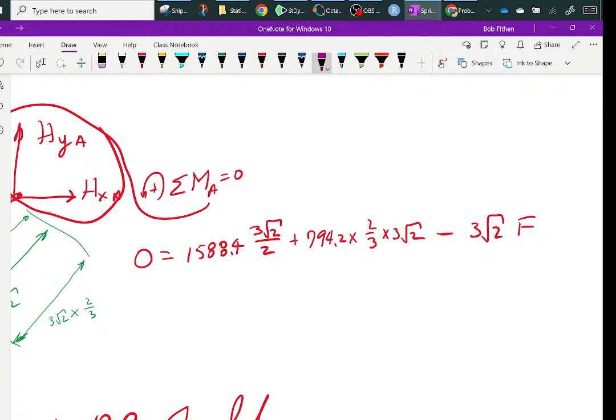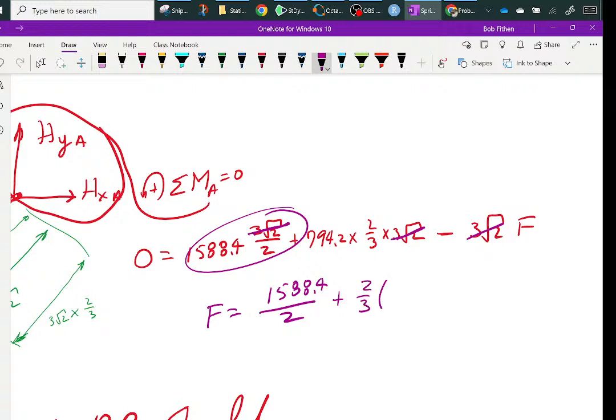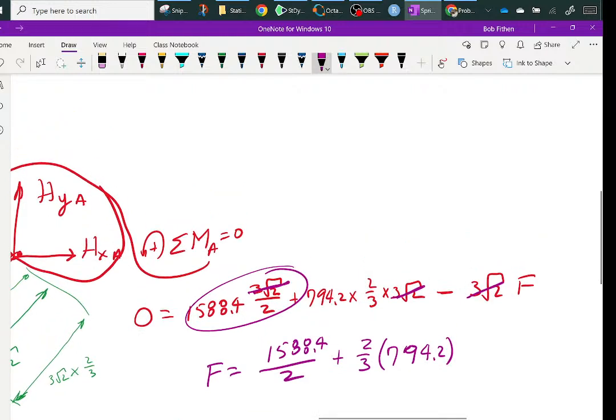Just from observation, maybe an incorrect observation. Let's see that. I'll move the F over here, and then I'll get 1588.4 over 2 from this, and then plus 2/3 of 790. I have no idea what that is, but I think I can put it in.